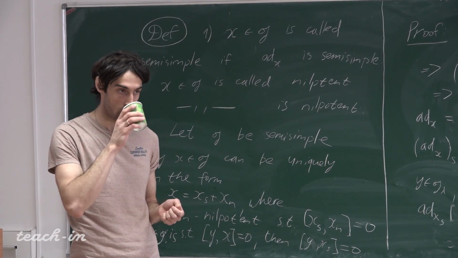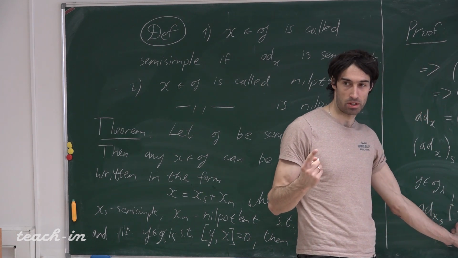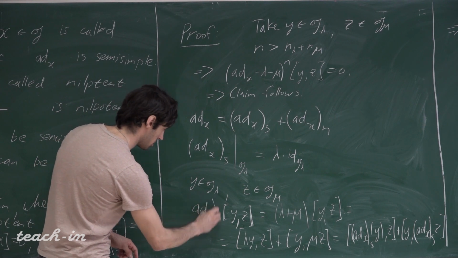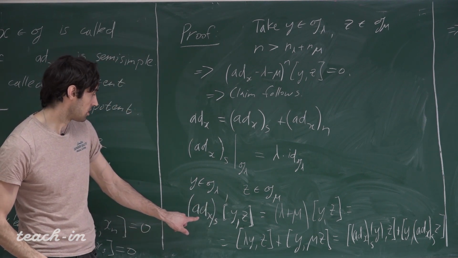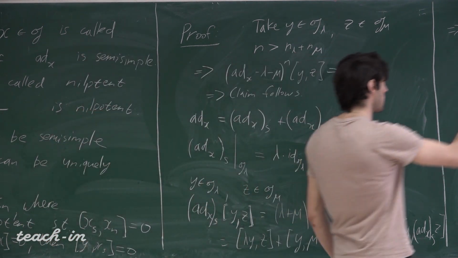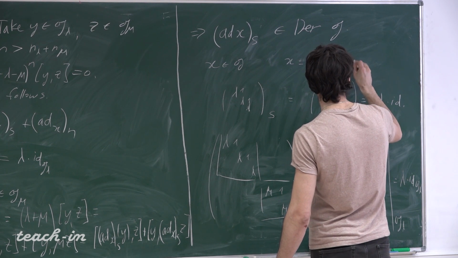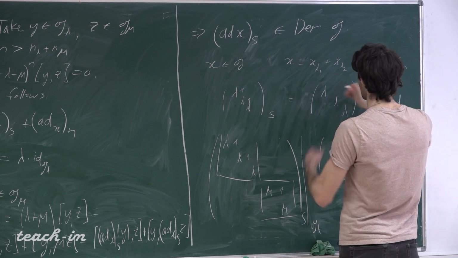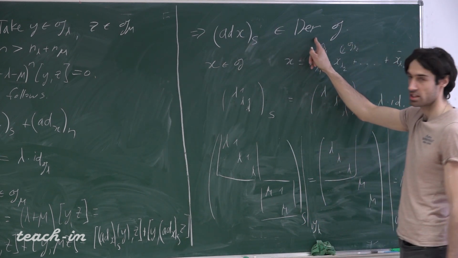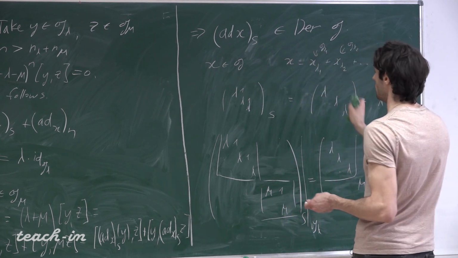Yes, any other questions? Yeah, so you see here I took some particular y and z, right? And for them, I have that this thing operates by the Leibniz rule. But if I take any x from G, it can be written as a sum of elements from G_lambda1, G_lambda2, and so on. And then I prove that this is actually a derivation by linearity. Okay. Very well. So this derivation, let me erase that.